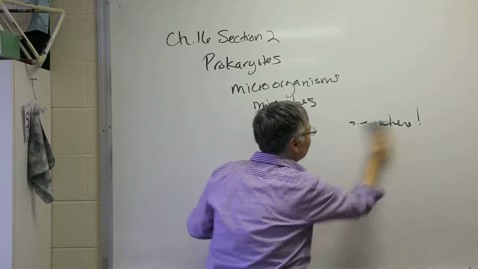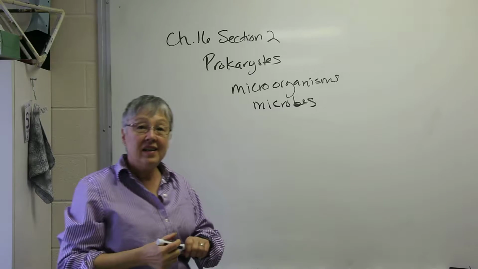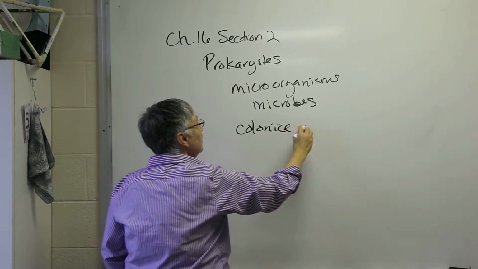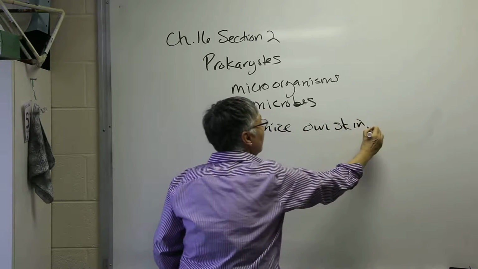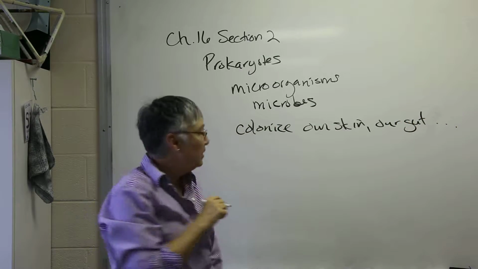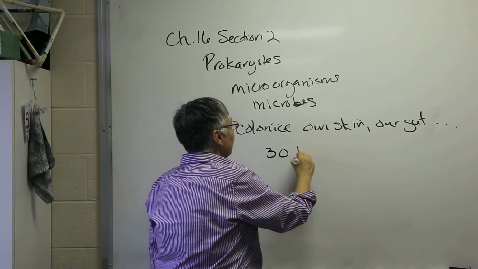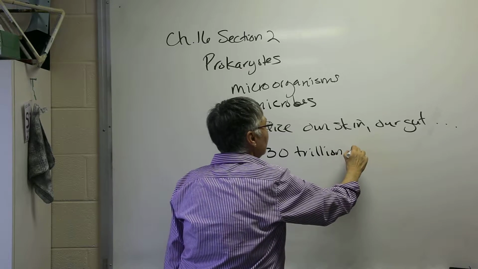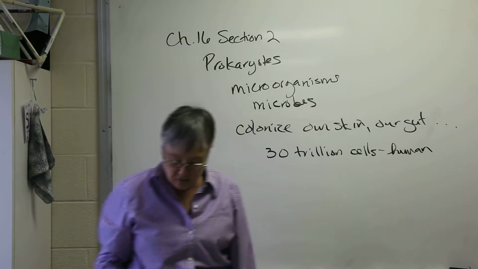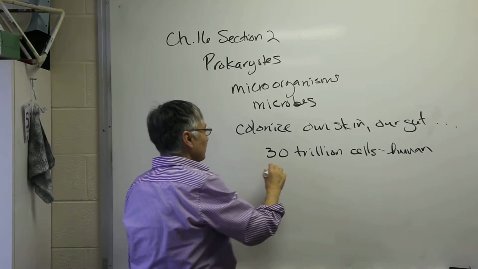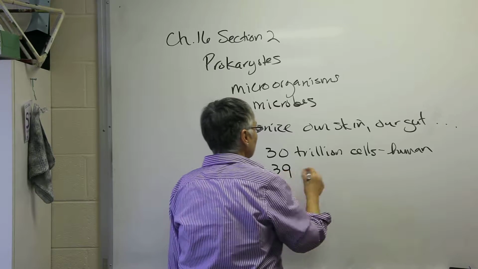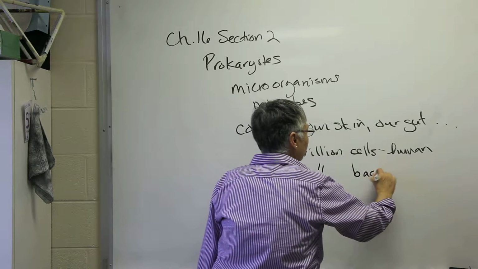They are also found on and in us, so they colonize our skin, our gut, etc. And it's been estimated that of our 30 trillion cells, these are eukaryotic or human cells, we carry with us about an equal number of bacterial cells, so a little bit more, 39 trillion bacterial cells.